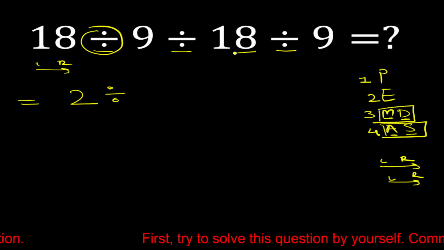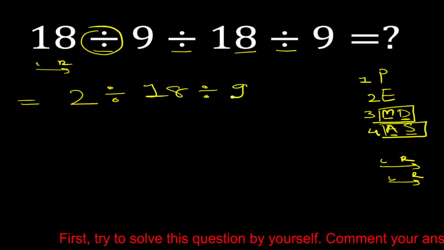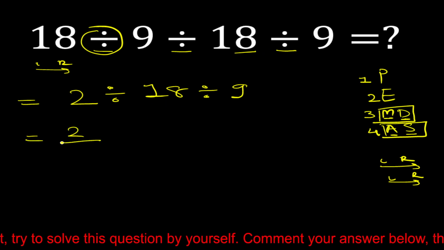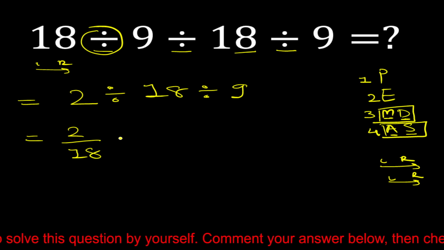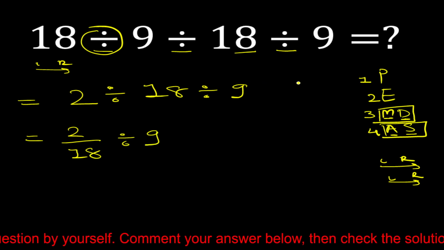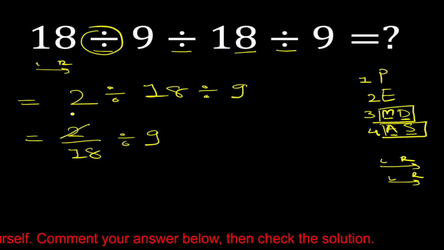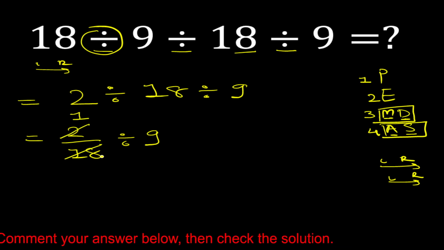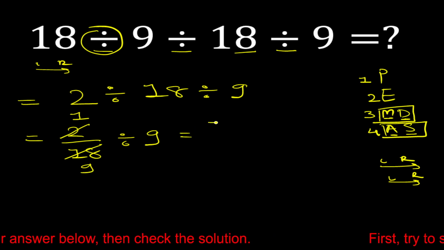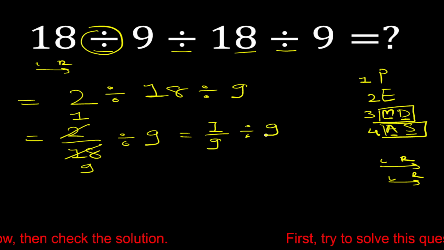Now divide 18, then divide 9, okay? Now 2 divided by 18 can be written as 2 upon 18, divided by 9, okay? Now divide this: 2 divided by 2 is equal to 1 and 18 divided by 2 is equal to 9. So the expression becomes 1 by 9 divided by 9, okay?